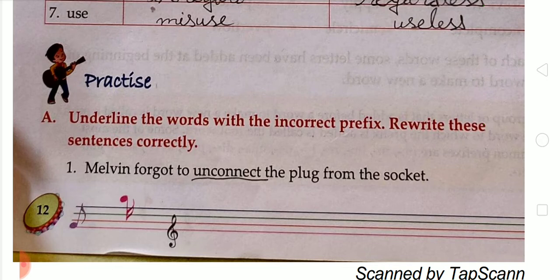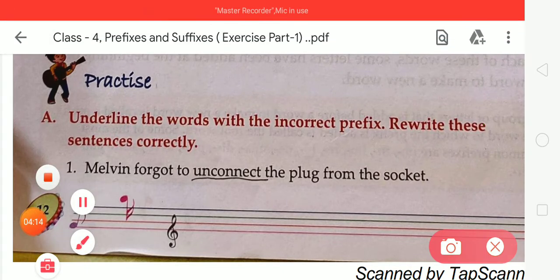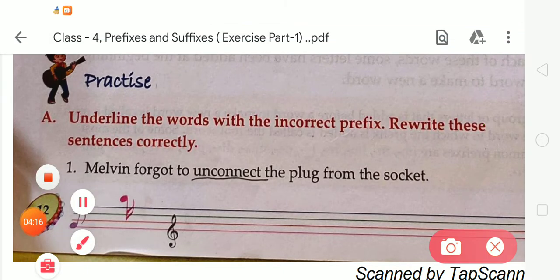Okay, so first is: Melvin forgot to unconnect the plug from the socket. Here the word unconnect is the incorrect prefix. In the place of unconnect we have to use the correct prefix word, that is disconnect. First of all we are going to underline the incorrect prefix. So in number 1 the incorrect prefix is unconnect.